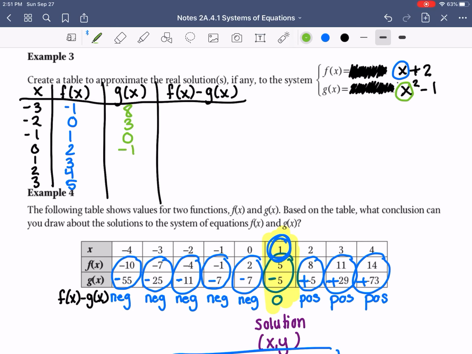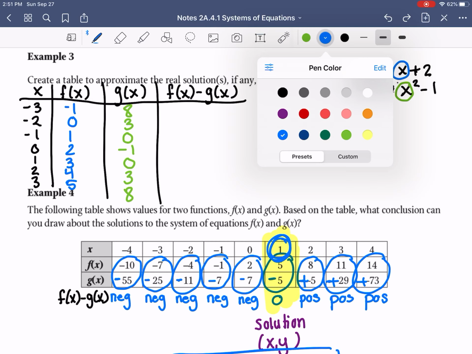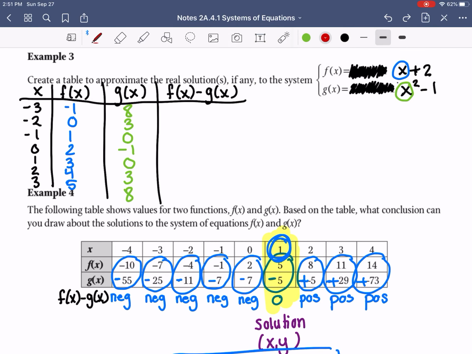1 squared is 1. 1 minus 1 is 0. 2 squared is 4. 4 minus 1 is 3. And then 3 squared is 9. 9 minus 1 is 8. So I plugged all of these numbers into f of x and into g of x, and I solved them. So what we want now in this last column, f of x minus g of x, we don't really care exactly what number it is. We just care is it positive, negative, or 0.